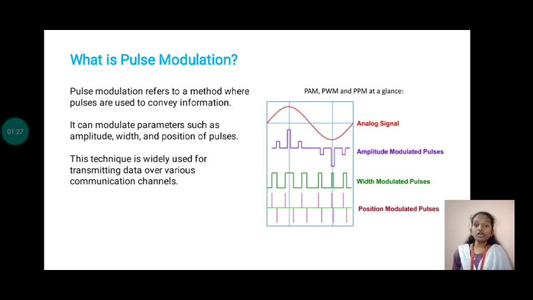This diagram shows the most popular waveforms. This is the analog signal, or the modulating signal, or the message signal. Next is the amplitude modulated pulses. Next one is the width modulated pulses. Next, the position modulated pulses.